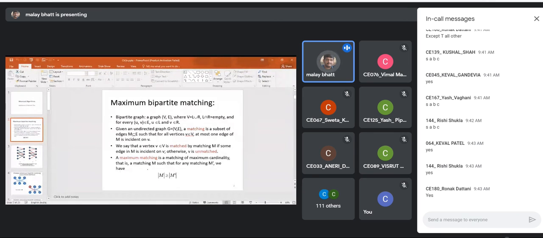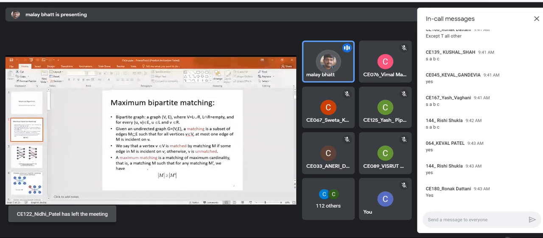Given an undirected graph G equal to (V, E), it is an undirected graph. So when a male is married to a female, definitely the female is married to that male. So it is an undirected graph. A matching is a subset of edges M, which is a subset of E, such that for all vertices v belonging to V, at most one edge of M is incident on v. At most one edge of M is incident on v.